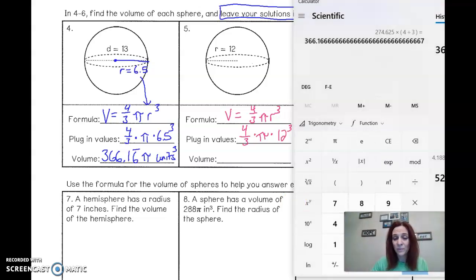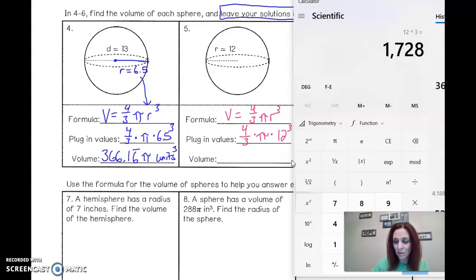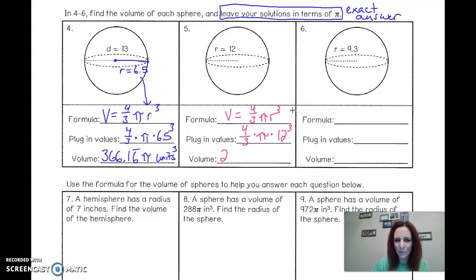All right, so then I am going to go 12 raised to the third times 4 divided by 3. And we get 2,304. So this is a nice even one. 2,304 times pi, because remember we just multiplied these two together, and cubic units.